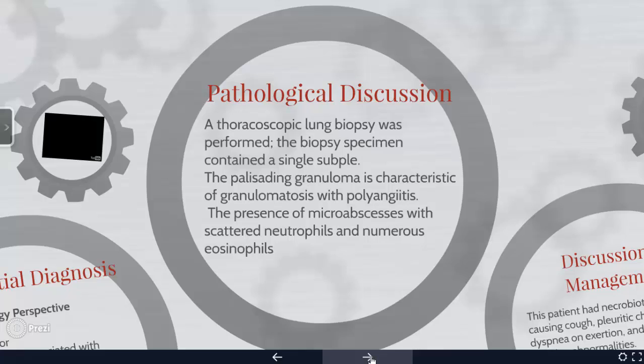A thoracoscopic lung biopsy was performed. The biopsy specimen contained a single subfield. The lymphatic granuloma is characteristic of granulomatosis with polyangiitis, the presence of microabscesses with scattered nodules and numerous eosinophils.